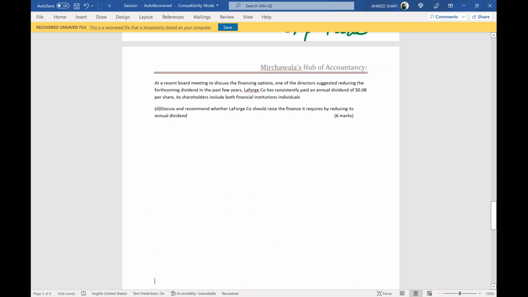Last part. At a recent board meeting to discuss the financing options, one of the directors suggested reducing the forthcoming dividend. In the past few years, Laforge has consistently paid an annual dividend of 0.08 per share. Its shareholders include both financial institutions and individuals.